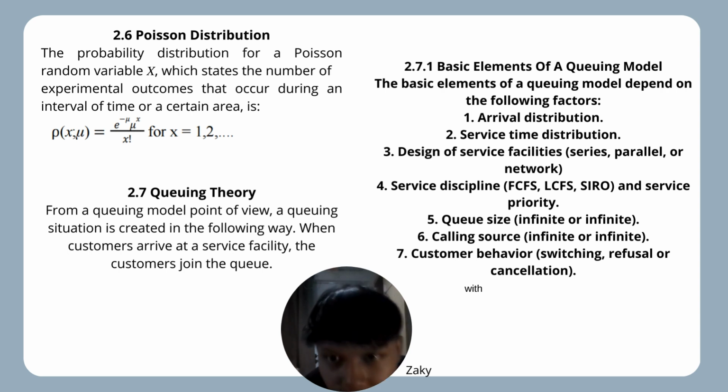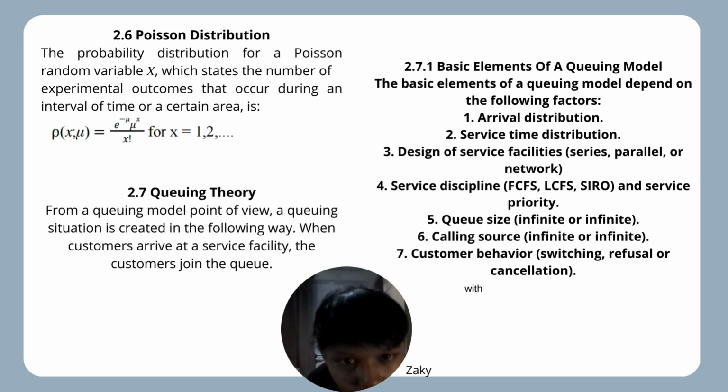2.6 Poisson distribution. The probability distribution for a Poisson random variable x, which states the number of experimental outcomes that occur during an interval of time or a certain area, is p(x) = e^(-μ) μ^x / x! for x = 0, 1, 2, and so on. 2.7 Queuing theory. From a queuing model point of view, a queuing situation is created in the following way: when customers arrive at a service facility, the customers join the queue.